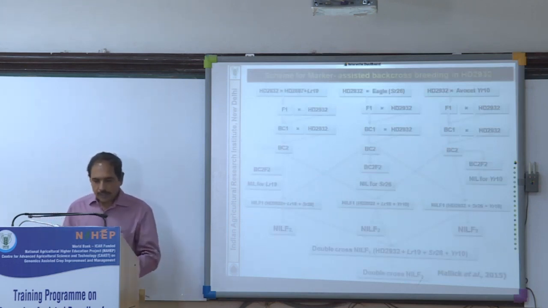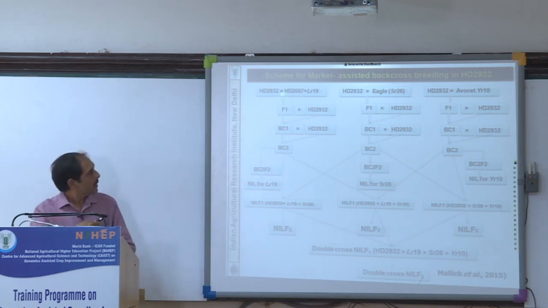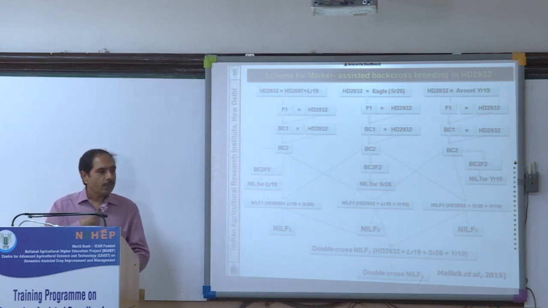I will take one example. This was our own work, so I will explain it. Our idea was to transfer gene LR19, again from the wild species Agropyron, and then SR26, again from Agropyron, and then YR10. So we wanted to transfer 3 genes for multiple rust resistance.